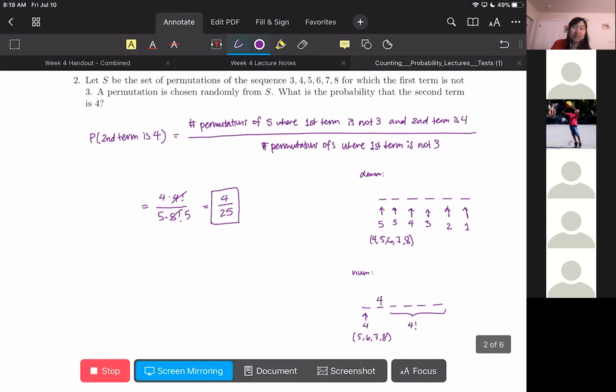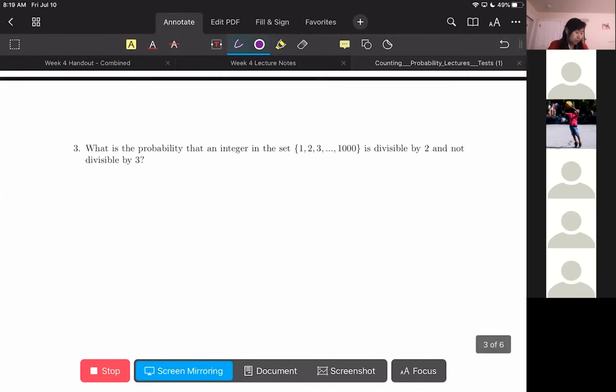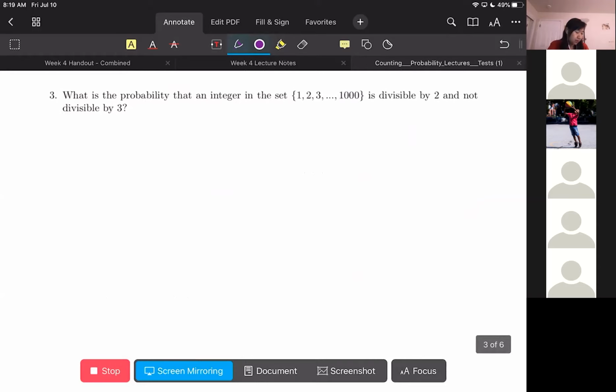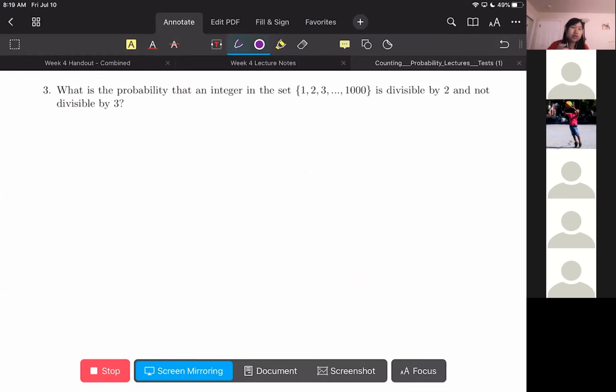All right. Any other questions? All right, let's move on to question 3. So this question says, what's the probability that an integer in the set 1, 2, 3, all the way to 1,000 is divisible by 2 and not divisible by 3? So any ideas on how to do this?